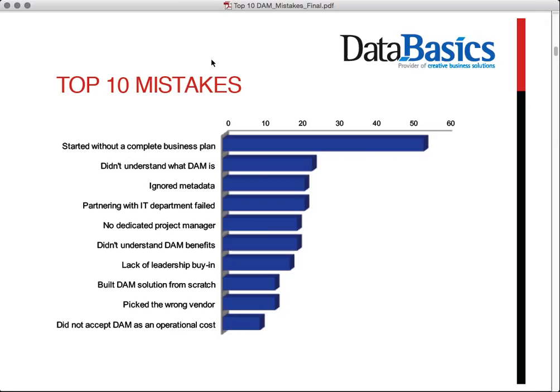Just to clarify, I saw 54 times that people made a comment that would be put into the grouping of started without a complete business plan. An example of that was somebody said the project scope is too big and there's a lack of success criteria. Right? Those are two comments made by the one person, and both of those were marked into the started without a complete business plan mistake.